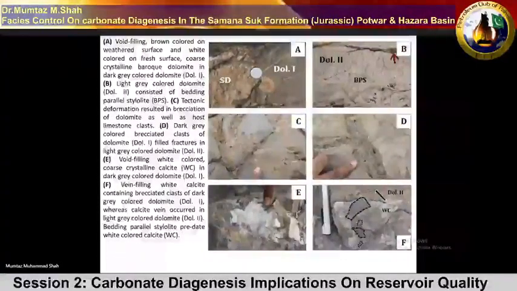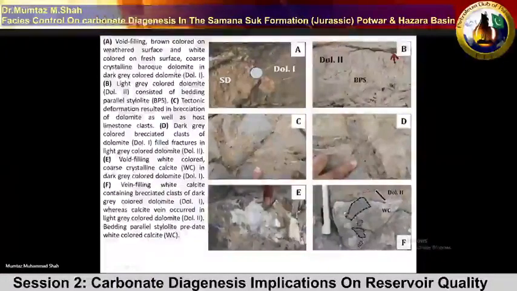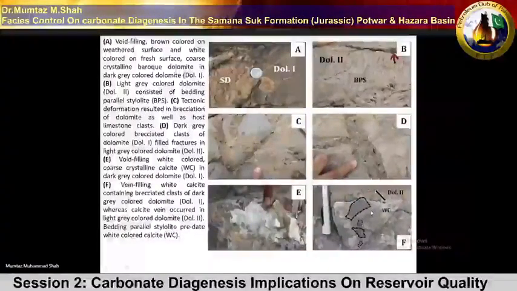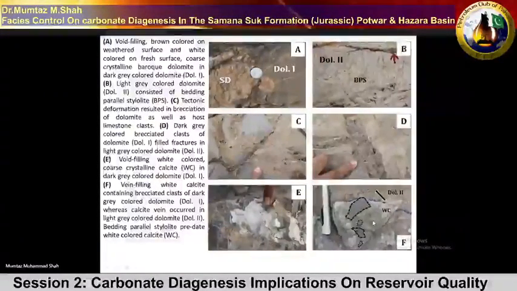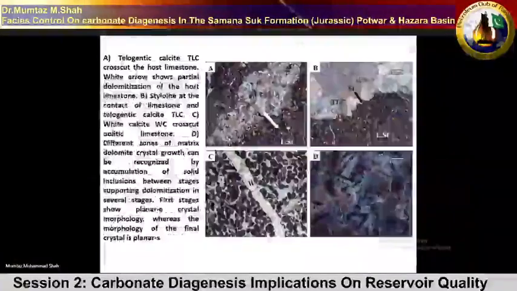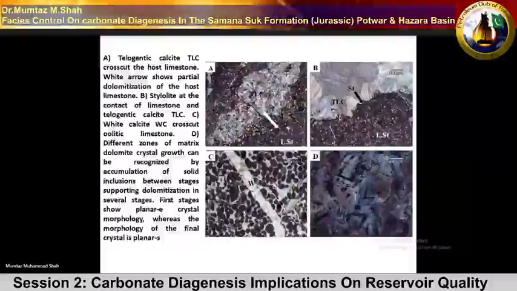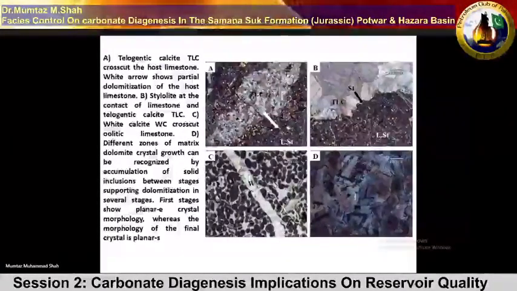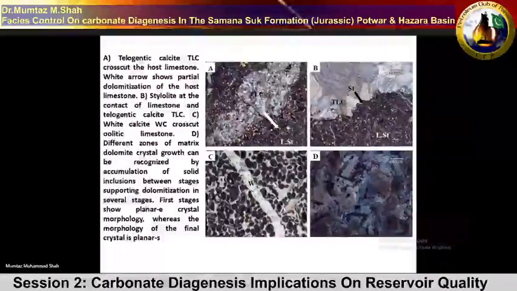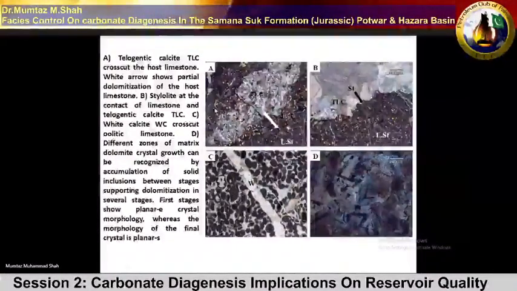Brecciation is quite common in this particular outcrop, where we can see in multiple cases that brecciation can be observed. The typical example is the host limestone, which is oolitic in nature, and that particular behavior is a characteristic feature of the Jurassic Samana Suk formation in the study area.